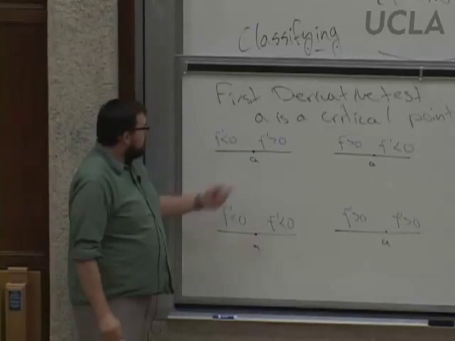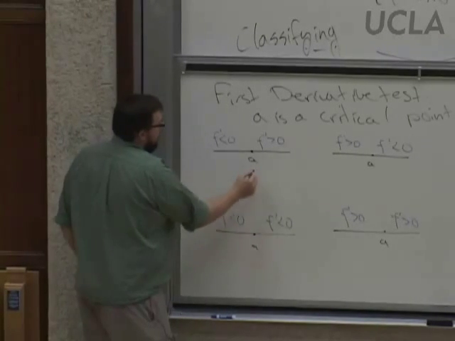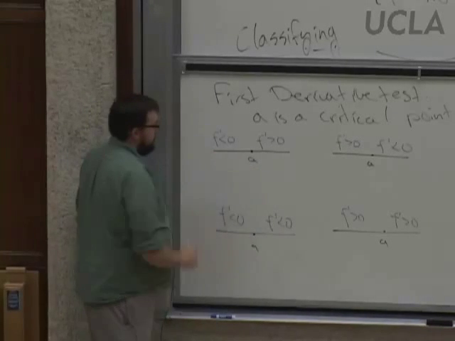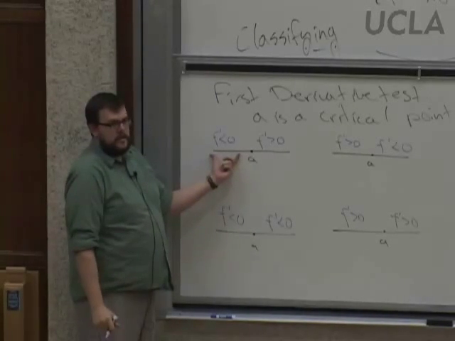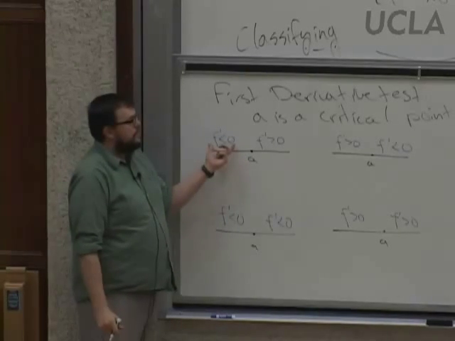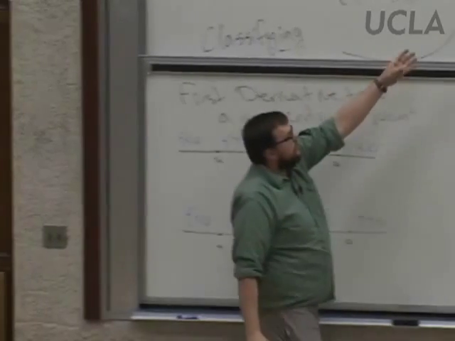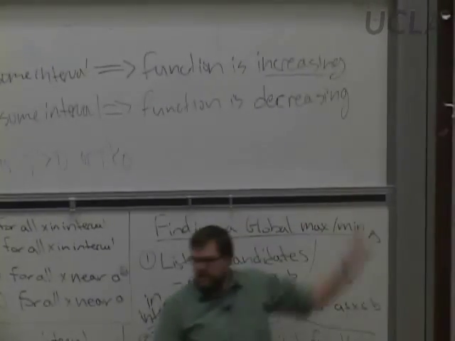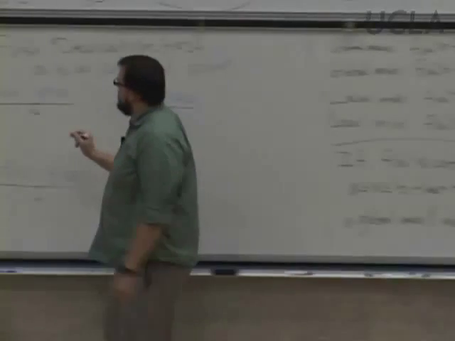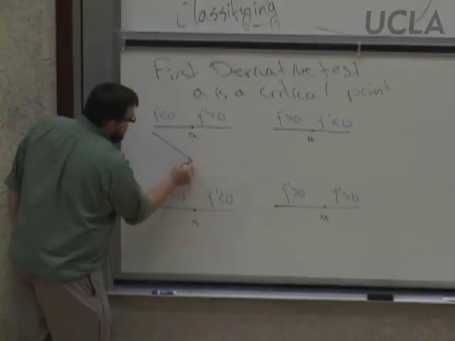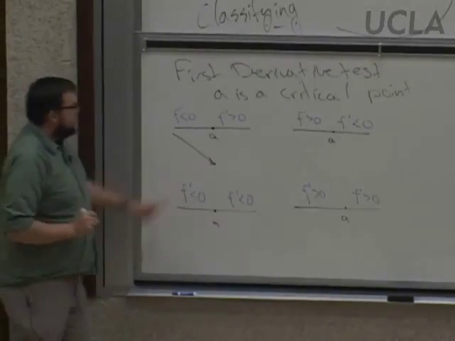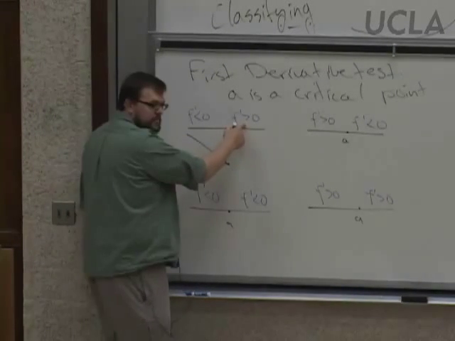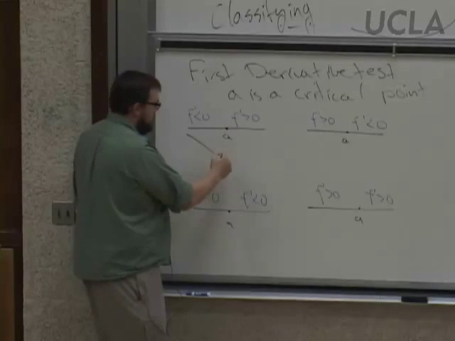So what is happening here? I have my point A. Now, before A, what's happening to my function? My derivative is negative, which tells me what about my function? It's decreasing, right? That's one of the things we said. If the derivative is negative, the function is decreasing. Okay, so I know what's happening. My function is going down. It hits my point A. Then what does it do afterwards? It goes up, because my derivative is positive, meaning the function is increasing.